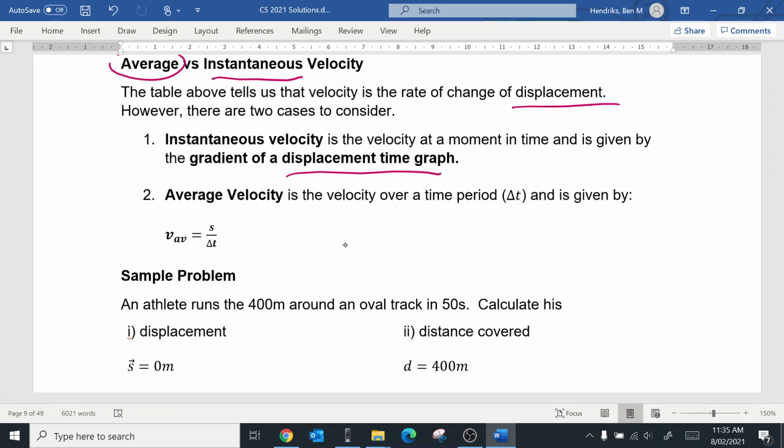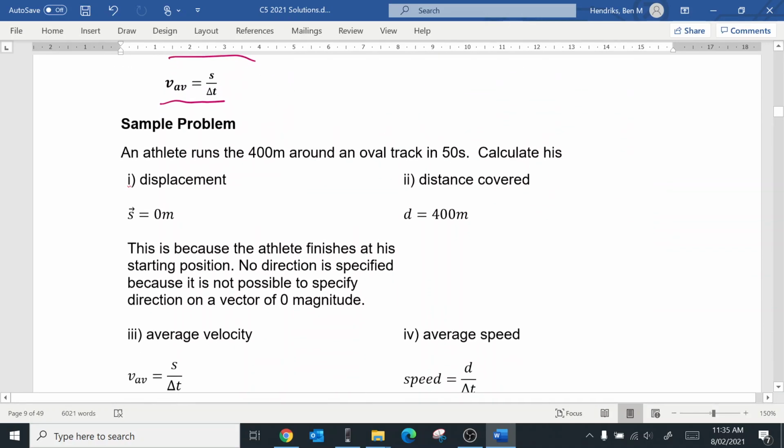Average velocity here is the velocity over a time period, delta t, and is given by v average. So rather than looking at the instantaneous time, so at a moment when a car is traveling, we might look at how long it's taken a car to travel an entire trip, and then say, well, its average velocity was so on and so forth over the whole trip, over the whole journey.